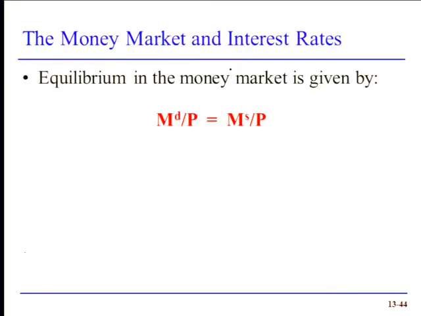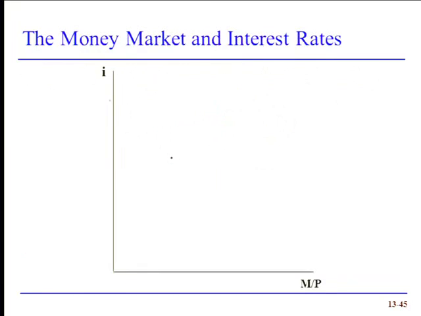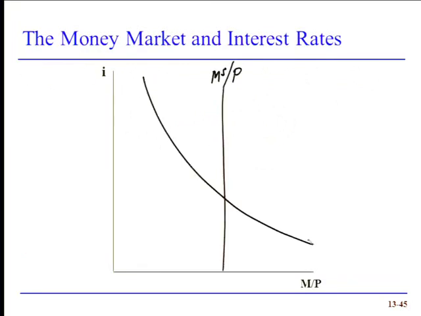Now, of course, we need to think about equilibrium. And like every other market, equilibrium is where supply equals demand. So let's put our supply curve in. Let's draw in a demand curve. And we know that equilibrium then will be where the quantity demanded is equal to the quantity supplied. In this case, at point A, and at a nominal interest rate of I0. Standard supply and demand analysis.